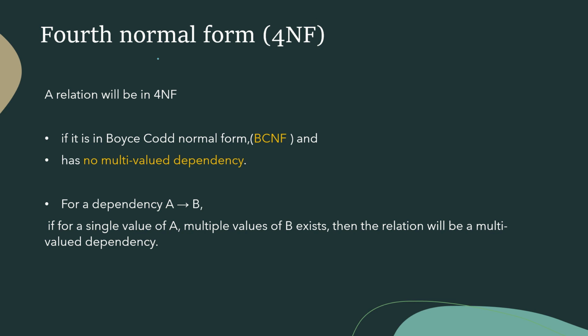So now we will come to our point, that is, what is fourth normal form. We studied the concept of multi-value dependency in order to come to fourth normal form. These are the two conditions that should be satisfied to make a table into fourth normal form. The first one is that the table should be in Boyce-Codd normal form, and the second condition is that there should not be any multi-value dependency in the relation.